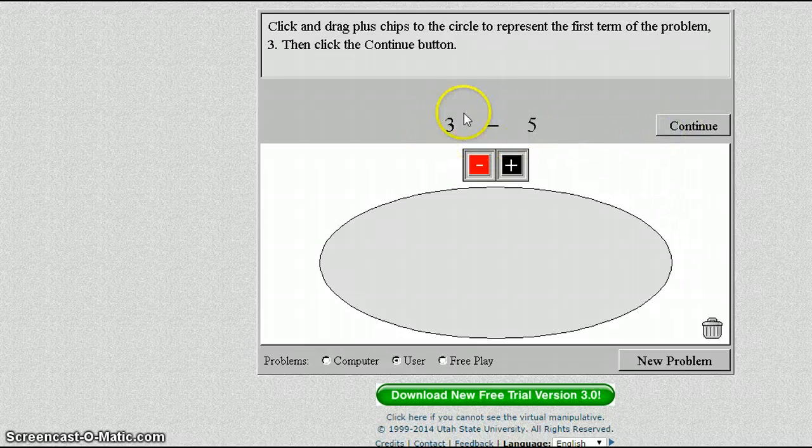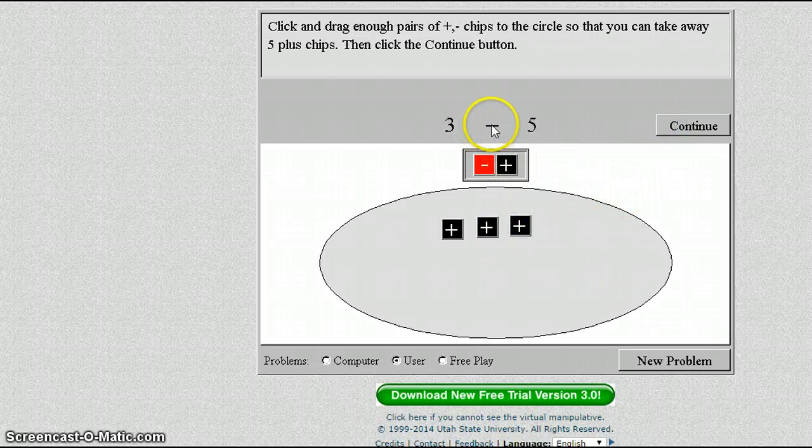And now let's set up our minuend. So we have positive 3, but now here's the problem. We need to take away positive 5, but we don't have positive 5 to take away. That's what these integer pairs are for. So remember we said a minus and a plus is equal to 0.